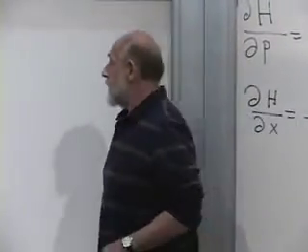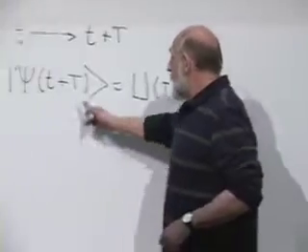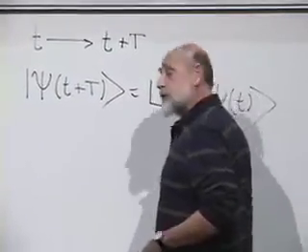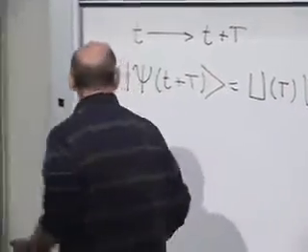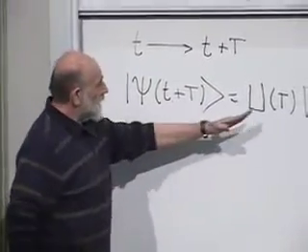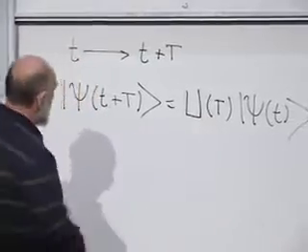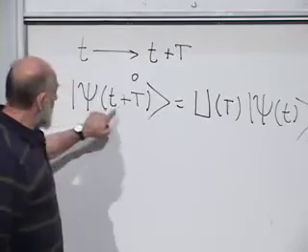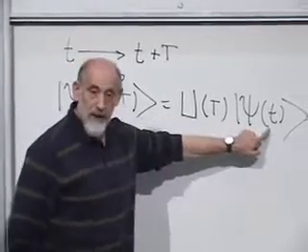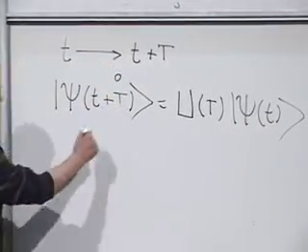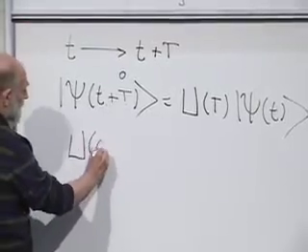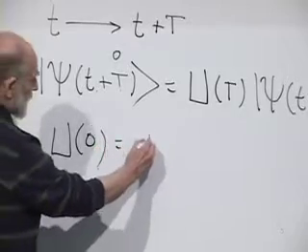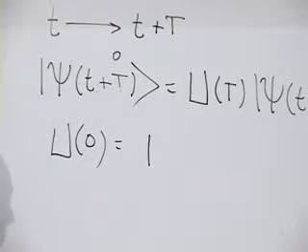Next, let's see what we can learn about this. What happens if capital T is 0? If capital T is 0, that's no evolution at all. If there's no evolution at all, then U must be the unit operator. In other words, if capital T was 0, then psi of t plus capital T had better just be psi of the original t. The implication of that is U of 0, no evolution at all, is just the identity operator. It does nothing.